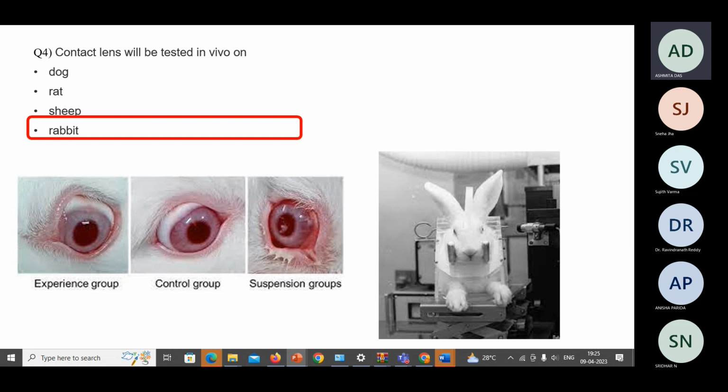The fourth one, especially for contact lenses or eye material testing, they have no tear ducts like humans. So they are not able to remove any chemical which is put into their eyes. Because of that, the chemical used in the rabbit eyes is exposed for a longer period of time, and that's why the test will be more successful. So that's why rabbits are most commonly used for contact lens testing.